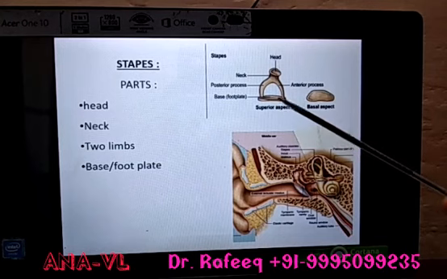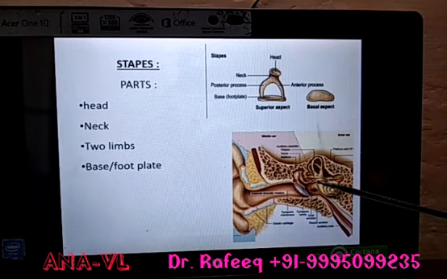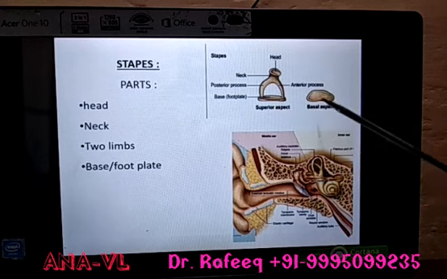Remember, this foot plate or base is oval in shape and seals the oval window. The oval window we have already seen in the medial wall of the tympanic cavity. So this is the tympanic cavity, and in the medial wall we have the round window, oval window and so on. The oval window is sealed or closed by this foot plate or base of the stapes.